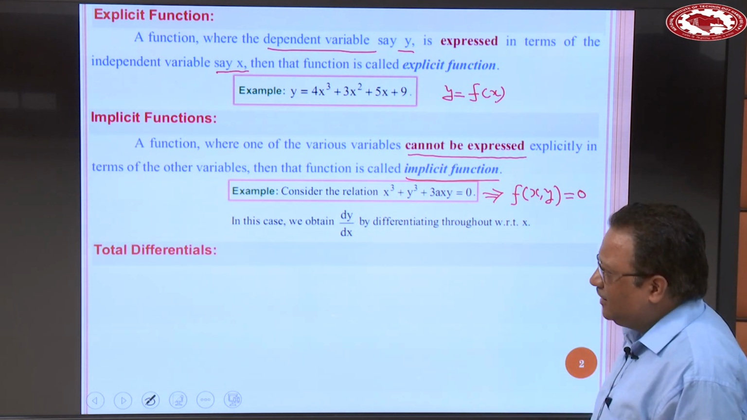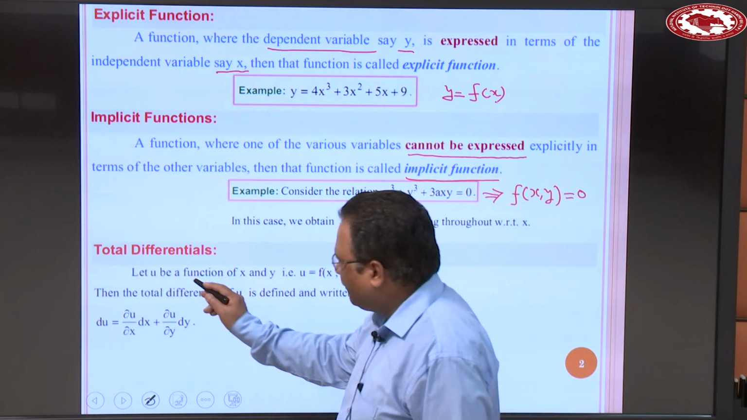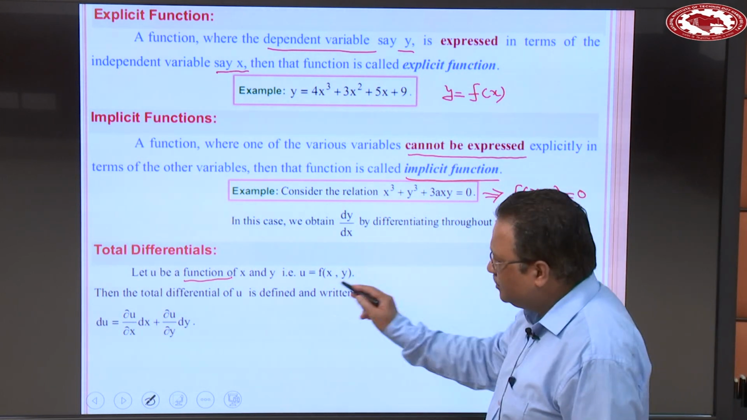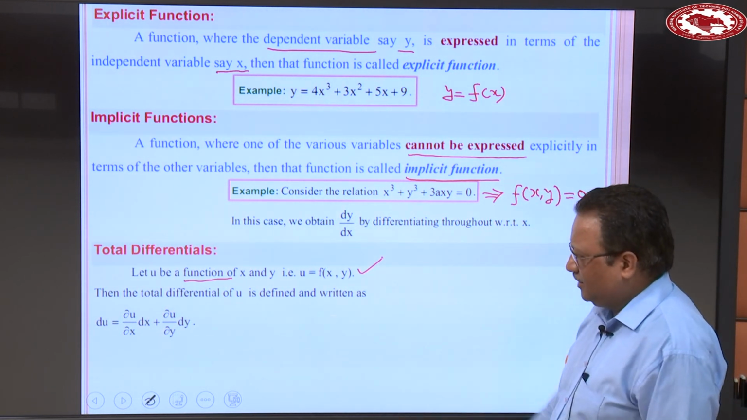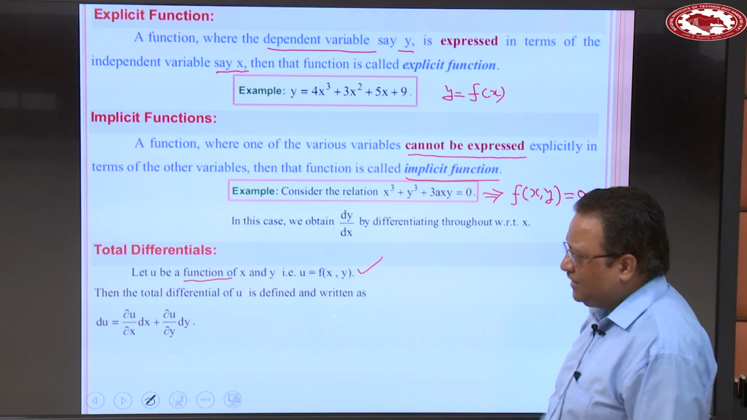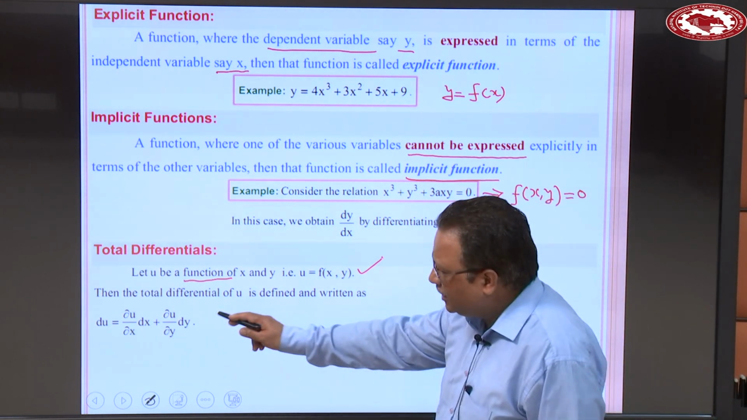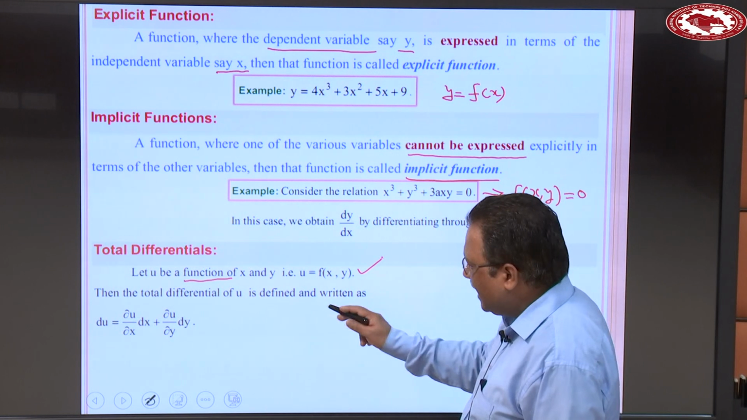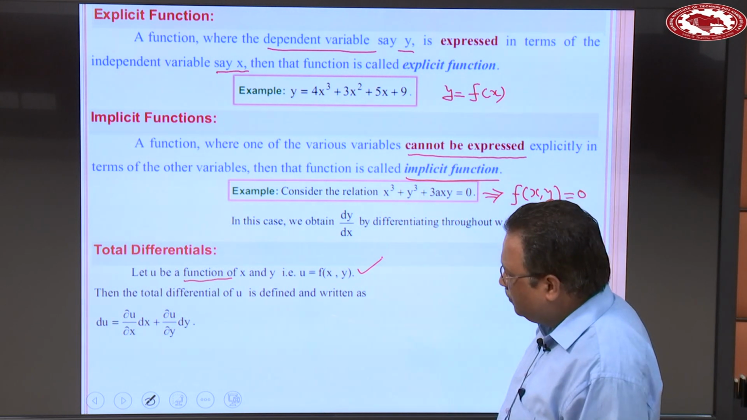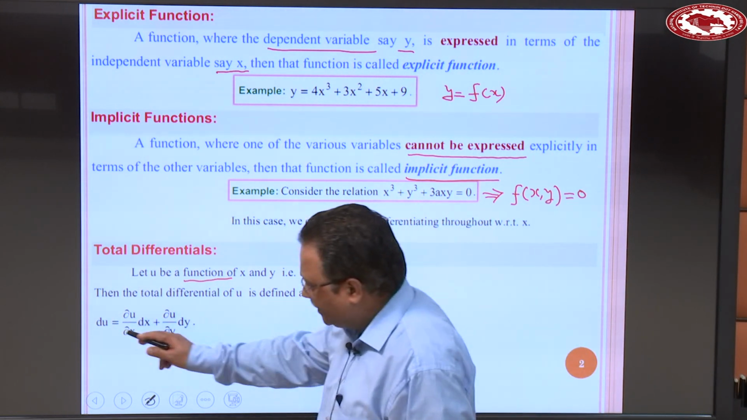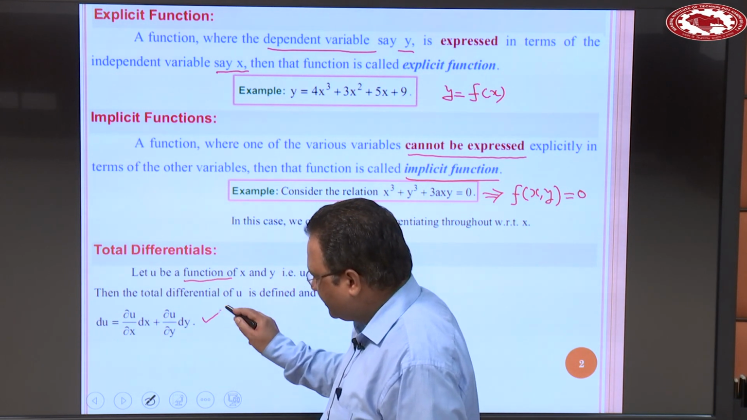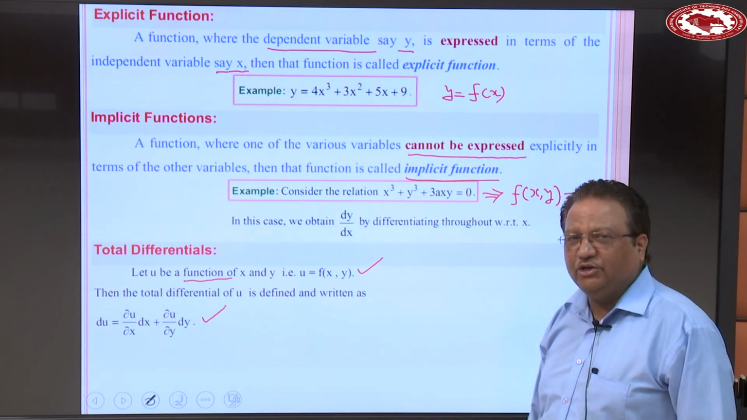Then what is total differential? Let us suppose u is a function of x and y, that is u is equal to f(x, y). u is the dependent variable and x and y are independent variables. So, when u is a function of x and y, then the total differential of u is defined and written as du is equal to ∂u/∂x dx plus ∂u/∂y dy. This one is the total differential. So, du is the total differential.